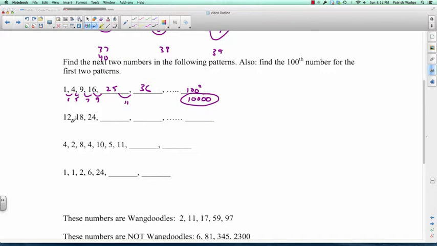Okay, let's try this one. Again, does it go up by some amount? It goes up by 6, and it goes up by 6 again. So let's assume that it goes up by 6 again, you get 30, and you go up by 6 again, you get 36. By the way, as I said, this is an educated guess. Maybe this isn't the actual pattern.